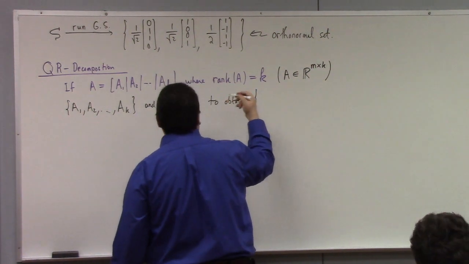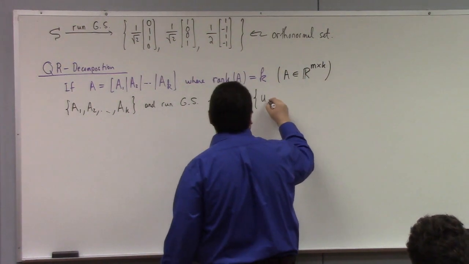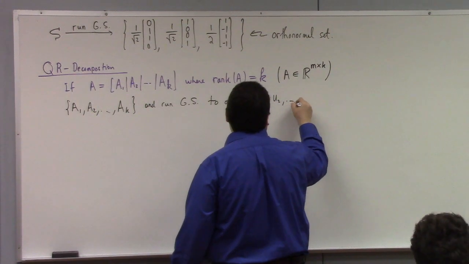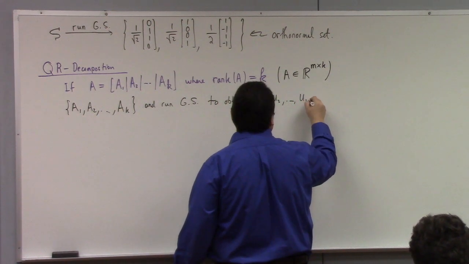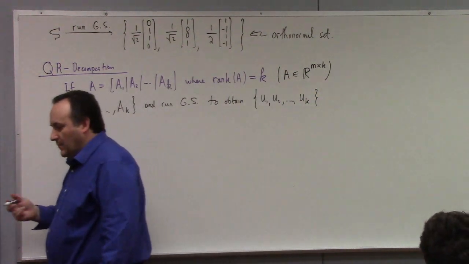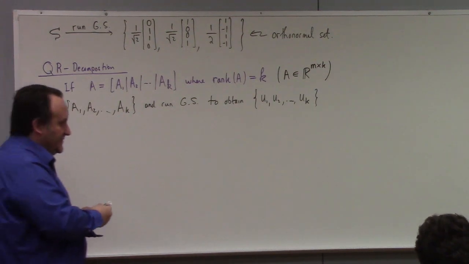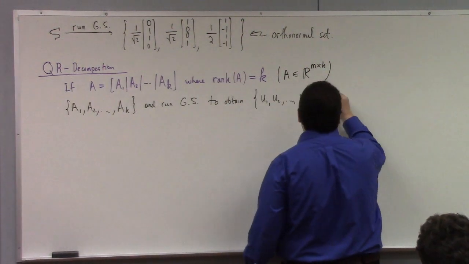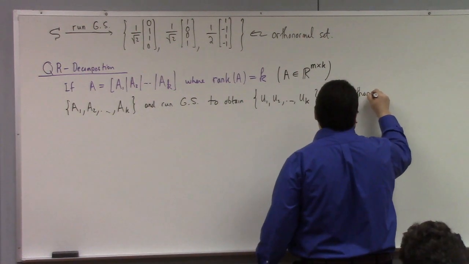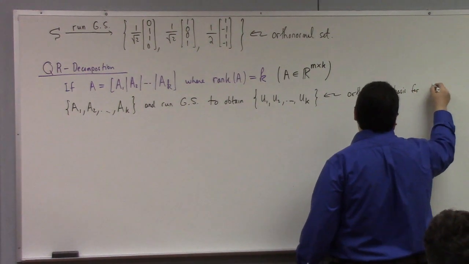Lay likes to use U1, U2, dot dot dot, UK for these. Now he uses X's for the columns. I can't do that, that's just weird. I'm going to use A1 through AK for the columns. I hope you can forgive me for that departure from the book notation. But so this is an orthonormal basis for the column space of A.